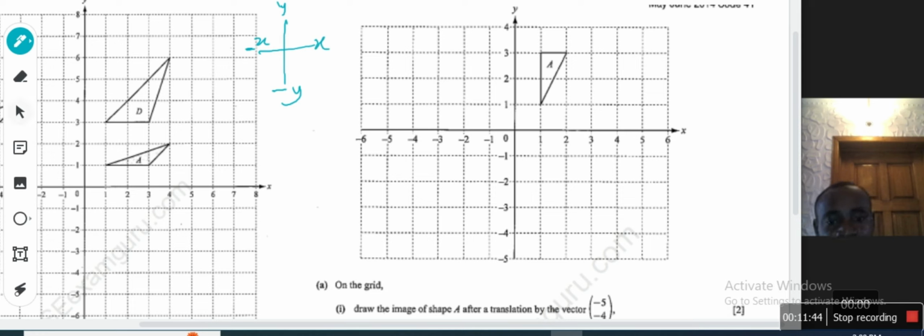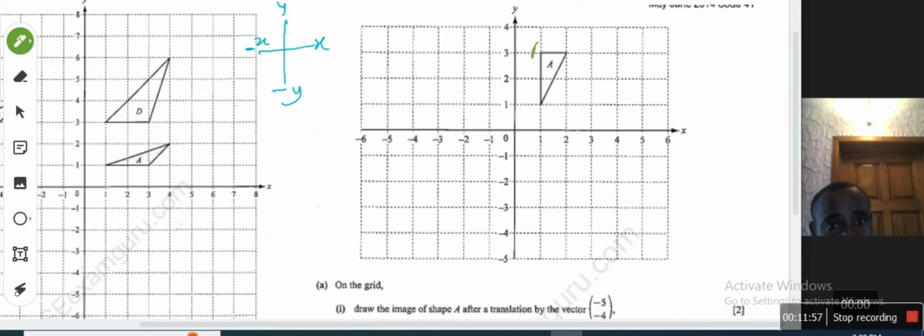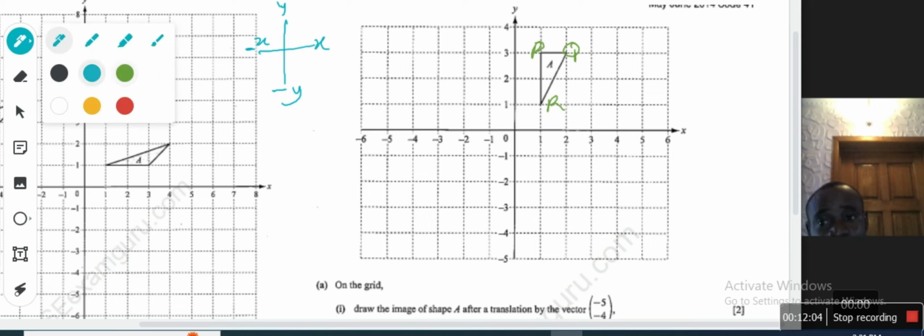Okay. So I was trying to tell you that the best way to do this is to letter the corners. Sorry, not the edges. Letter the corners. So I can call them P, Q, R, so that I can start with one. Let's start with P.